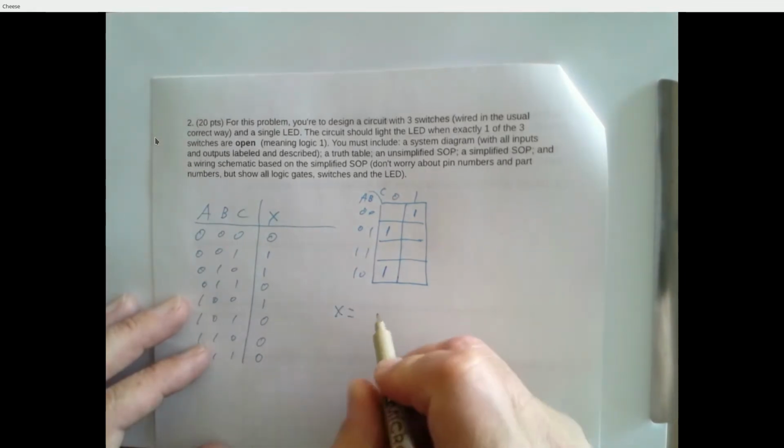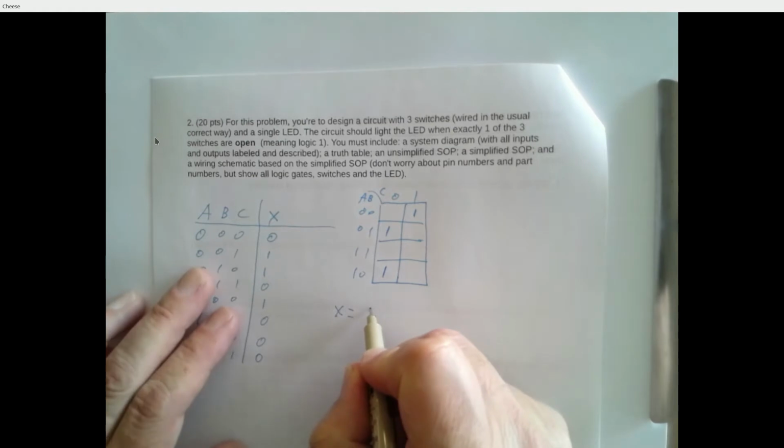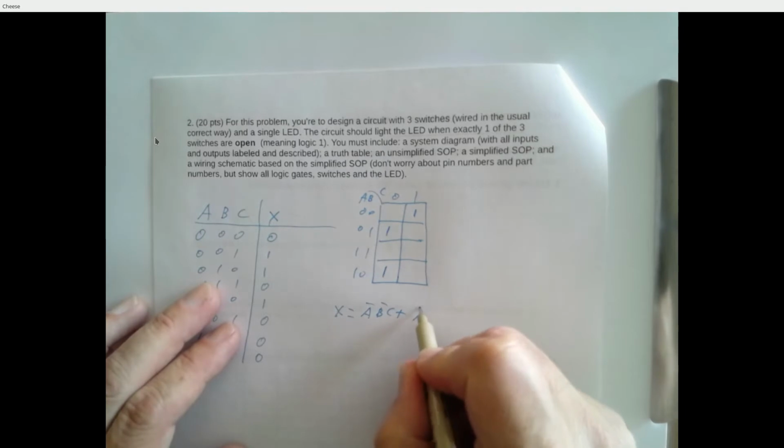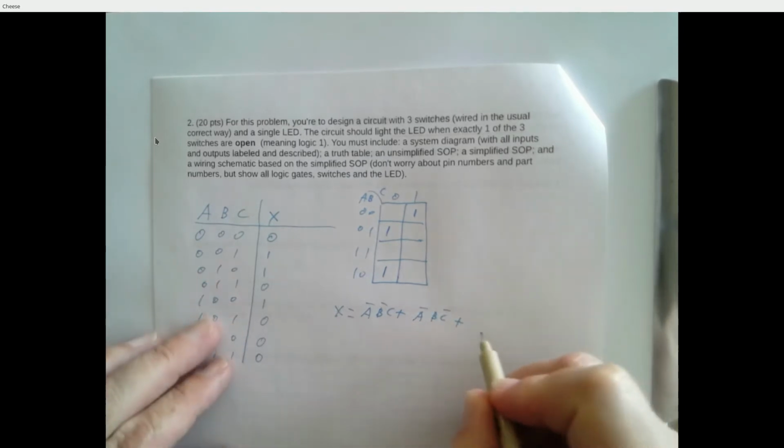So 0, 0, 1, so that term is a 1. 0, 1, 0 is right here, and then 1, 0, 0 is right here. And there's no way to combine those, right? So your cover is just going to be the 3 individual squares. So X is going to be just the 3 min terms: A bar, B bar, C, or A bar, B, C bar, or A, B bar, C bar. So that's unsimplified, but that's also as simple as you can make it.